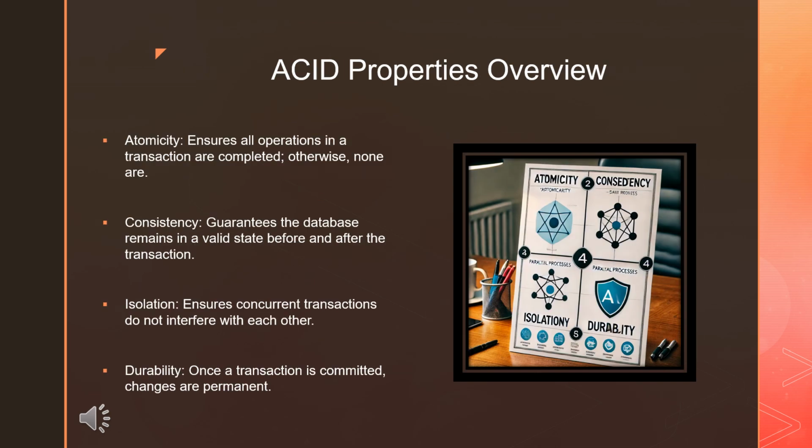ACID properties overview. Atomicity ensures all operations in a transaction are completed, otherwise none are. Consistency guarantees the database remains in a valid state before and after the transaction. Isolation ensures concurrent transactions do not interfere with each other. Durability: once a transaction is committed, changes are permanent.